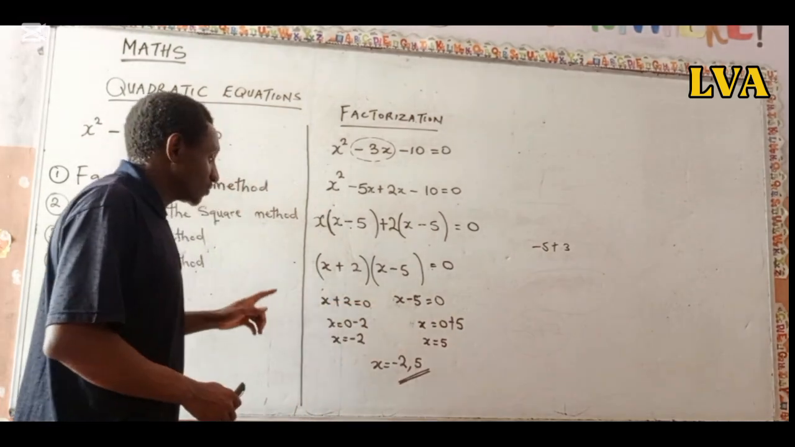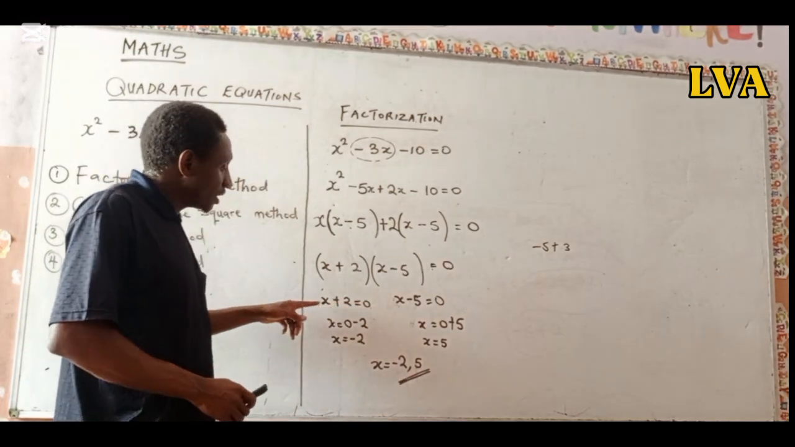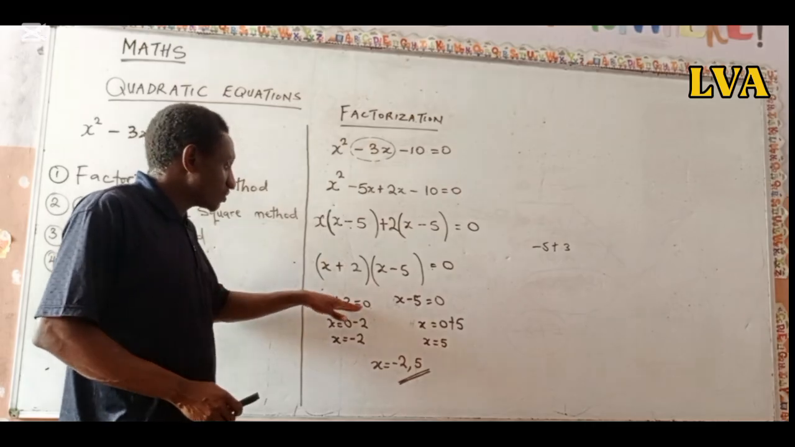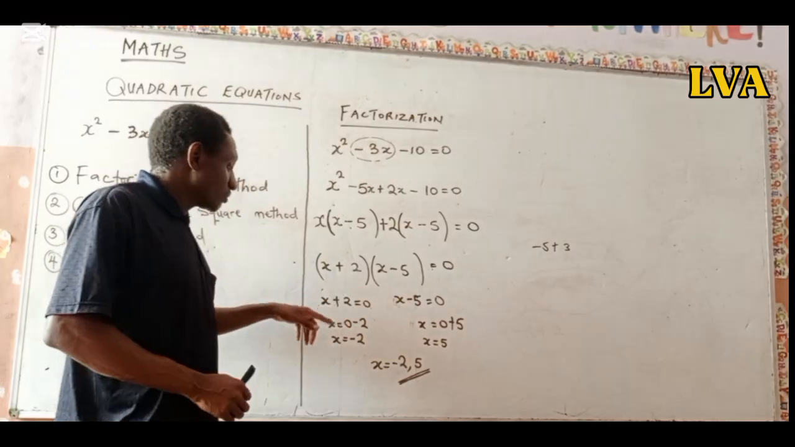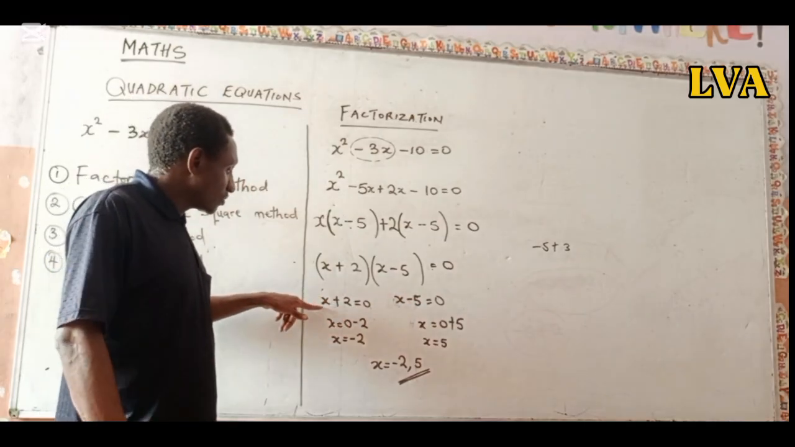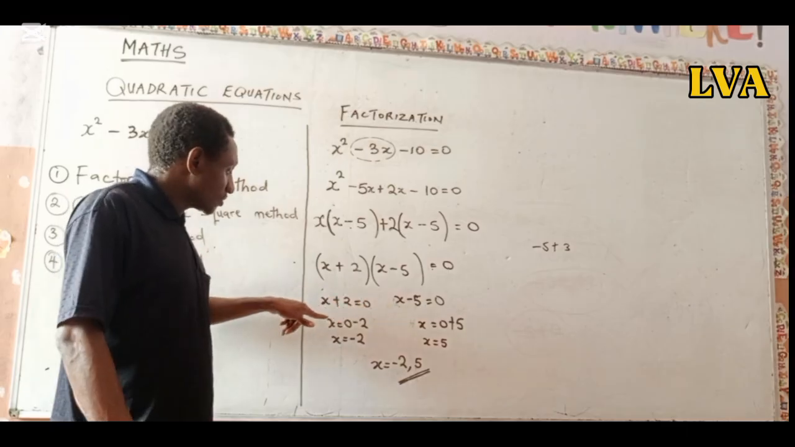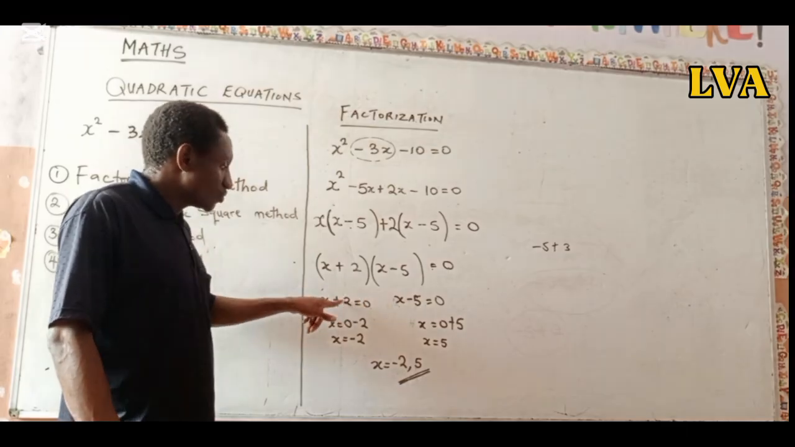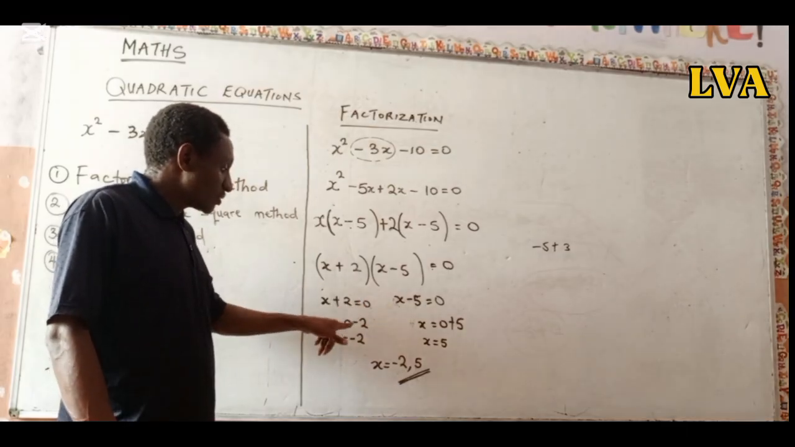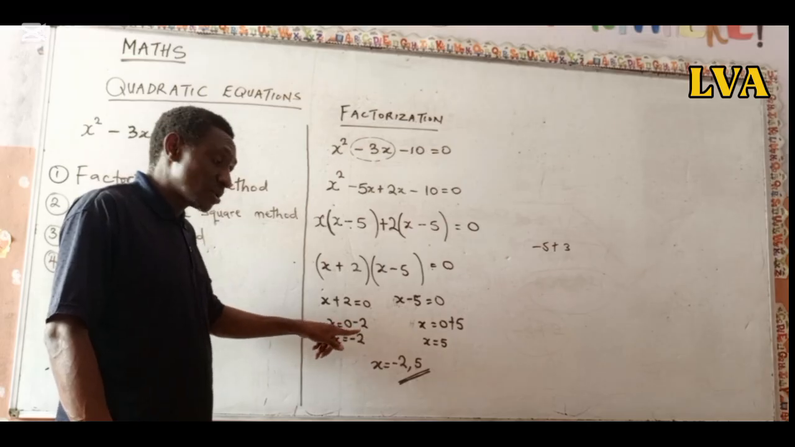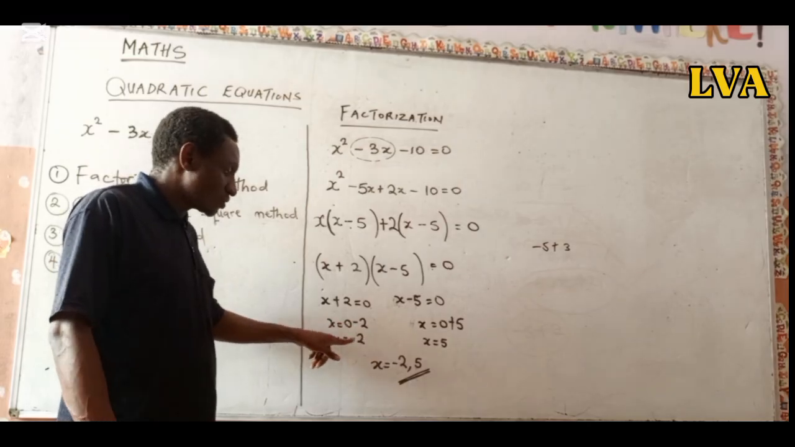My work is to find x. So I'm going to make x the subject. I have x plus 2 equal to 0, and I have x minus 5 equal to 0. For x the subject, I'm going to take 2 to the other side, so that x stays in. So x here, if 2 goes to the other side, becomes minus 2. So you have 0 minus 2. So x equals 0 minus 2, which is minus 2, so x equals minus 2.